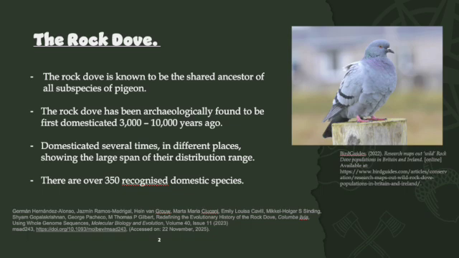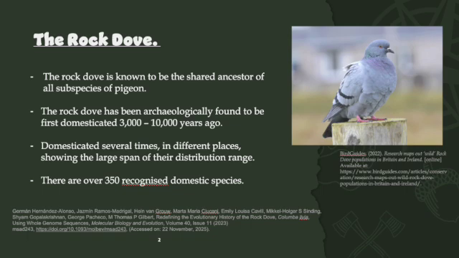Using an article I found online, I found archaeological evidence showing the rock dove had first been domesticated at least 3,000 to 10,000 years ago in either the Mediterranean basin or the Fertile Crescent alongside the Neolithic Revolution. It was argued that the rock dove had most likely been domesticated several times and in different places, which is shown by the large span of their natural distribution range, possibly over thousands of years.